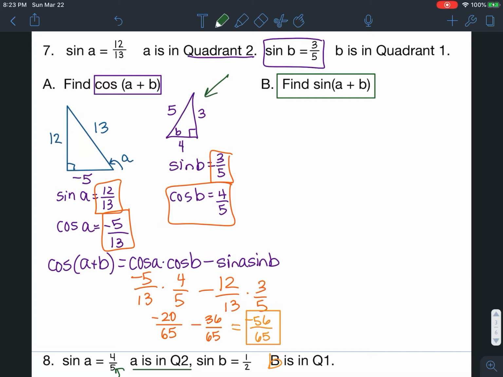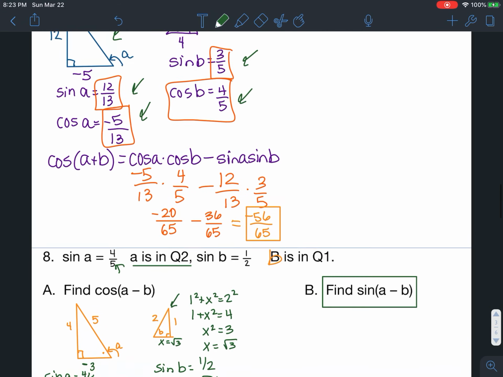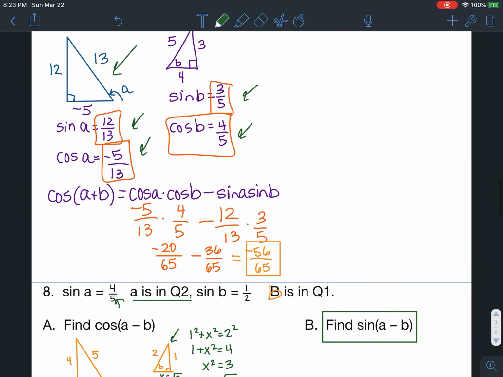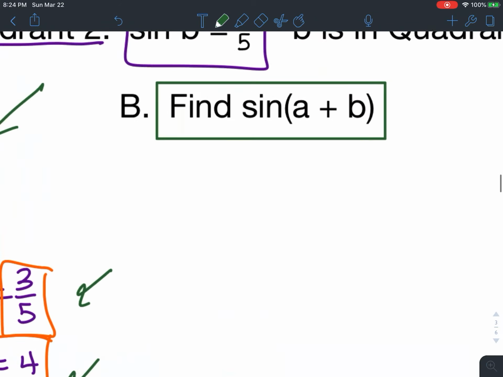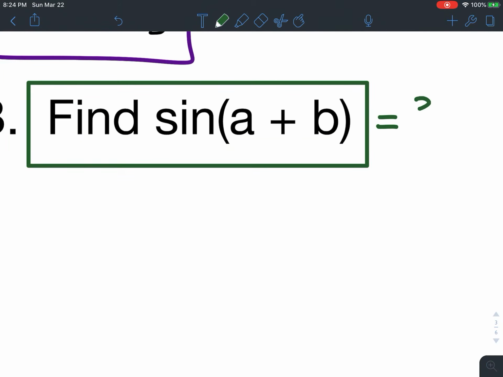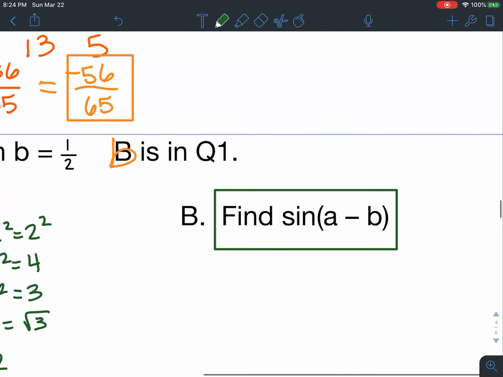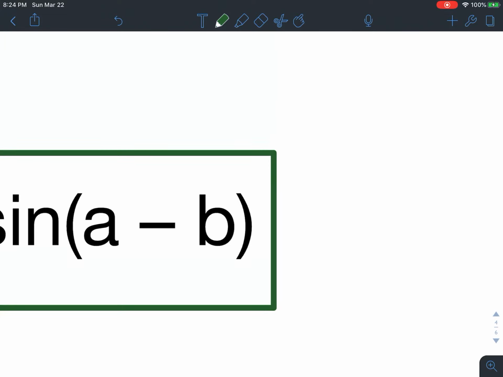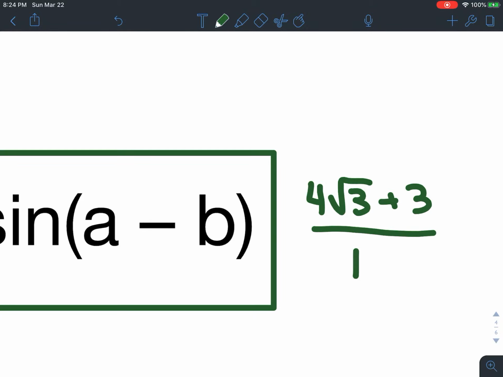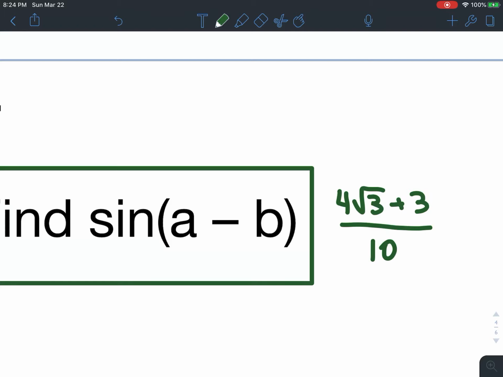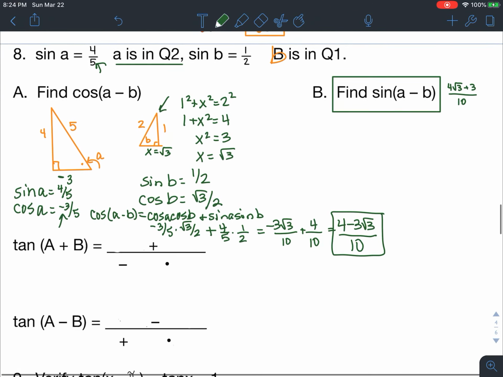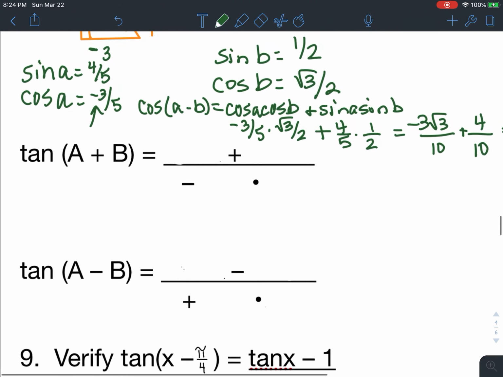The good news is, really, most of the work is done because the triangles are already drawn and the values, we already have them all listed here. You just need to put them into the formula. So I'll write down what these answers are so that you can match up your answers, but I would really like you to try this on your own. So see if you can get 33 over 65 for that one. And for this one, let's see if you can get 4 radical 3 plus 3 over 10. But you try those on your own.